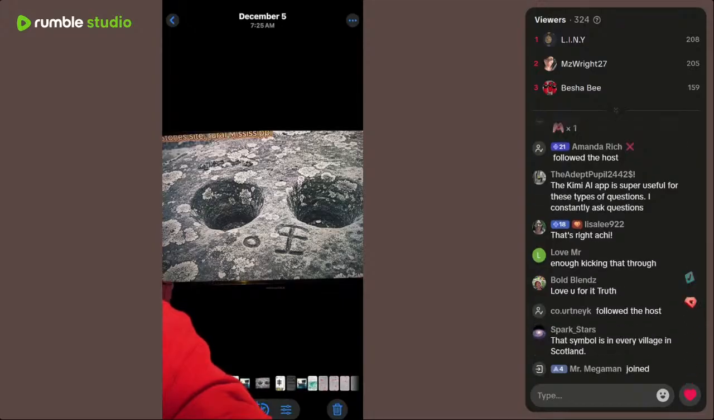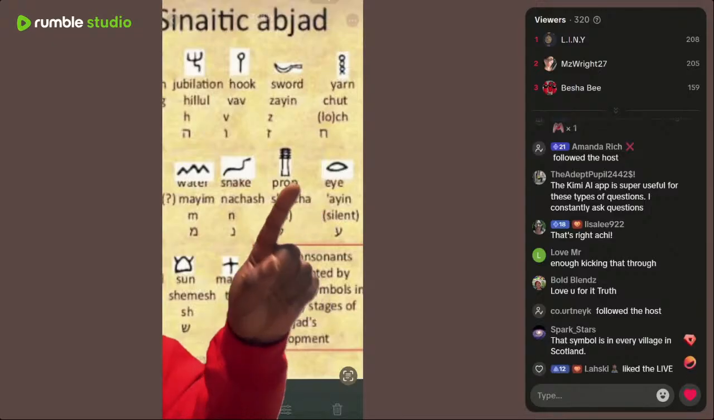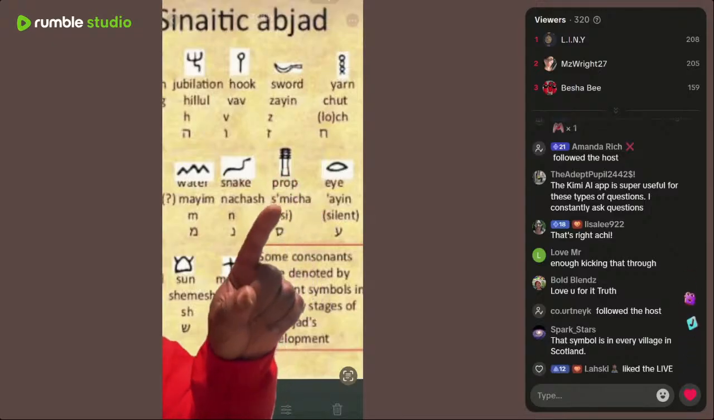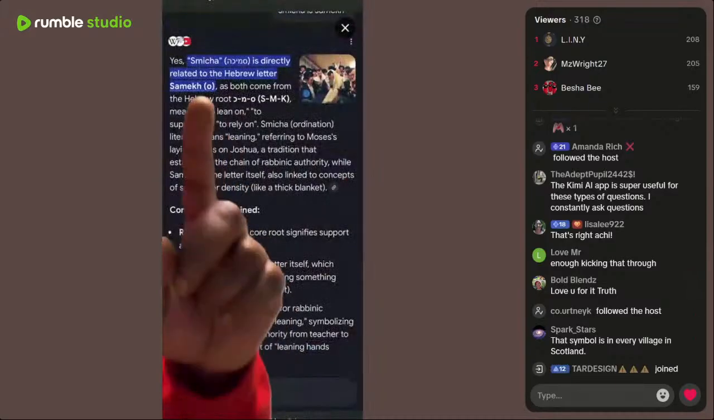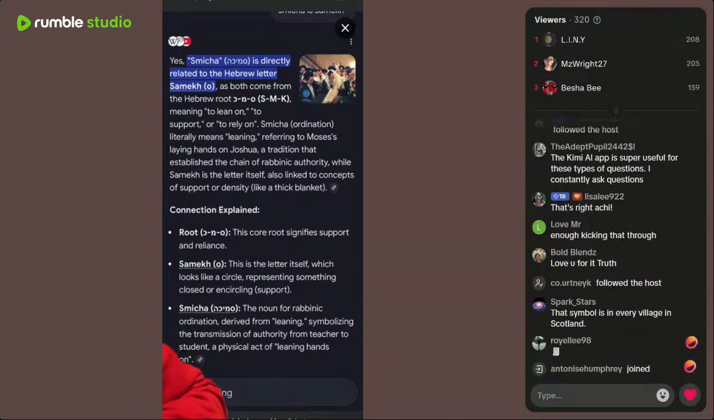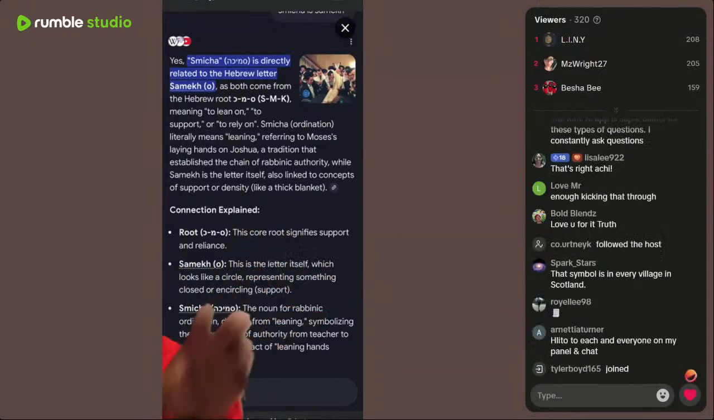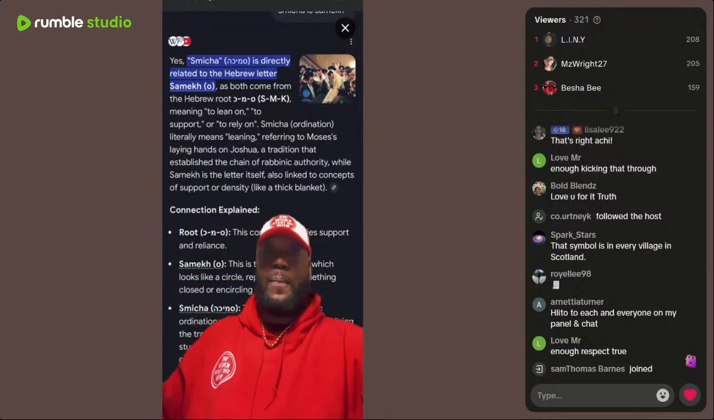Right? And I'm going to show y'all this again for the new people. Samek, the Djed pillar, Samek is Samek. See it? This is how you must teach it, bro. That's how you got to teach it.